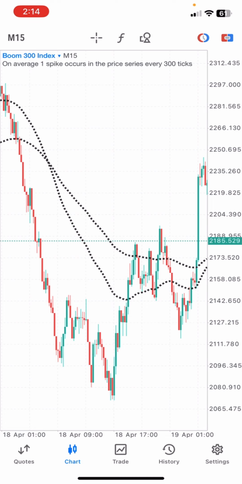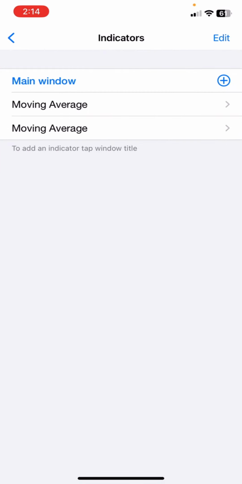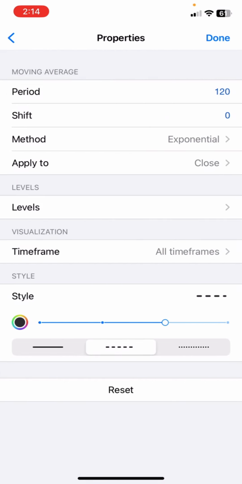So without wasting much of our time, now we want to add the settings of the strategy for knowing how to use it. Click on the F right there, and then we need two indicators, which is the two moving averages. Now adding our first moving average, click on the plus and search for moving average and click on it. This is the properties for the first moving average. The period is 420, shift is 0, the method is exponential, apply to close, and the levels are not necessary. The time frame is all time frames.